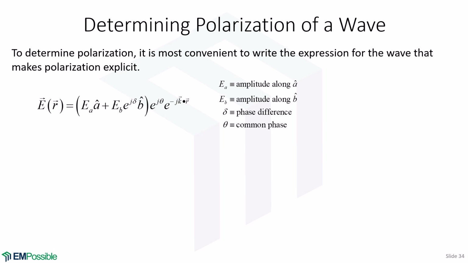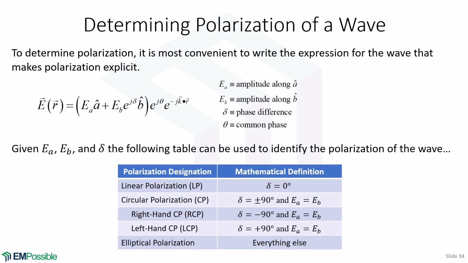So here we are. And remember, EA is the amplitude of the field in the A direction, and this is not a complex number. So it's just amplitude. And so EB, same thing, but not a complex number. It's a purely real number. We have delta, that's the phase difference between them, and then theta is the common phase, but it'll turn out theta does not matter. That's not controlling polarization at all. So to determine polarization, we're looking at EA, EB, and delta.